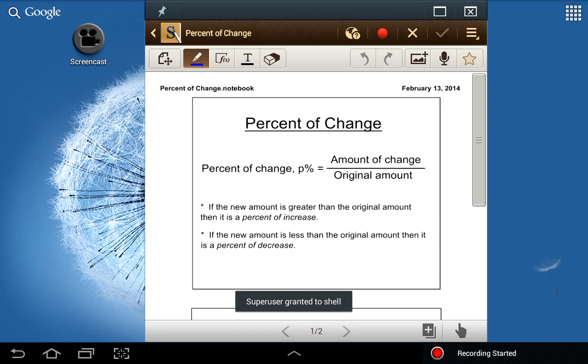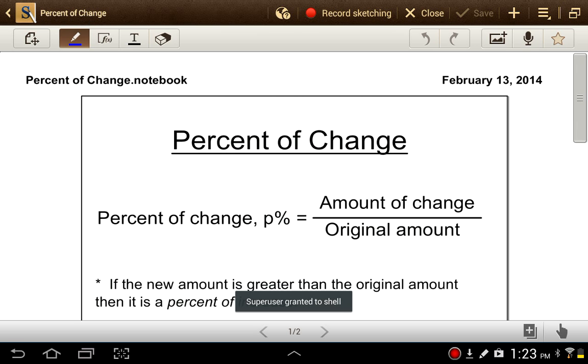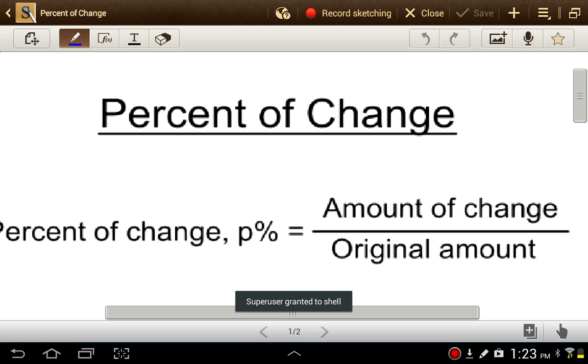Okay, here we go. Here's our percent of change lesson for today. All right, percent of change, guys.